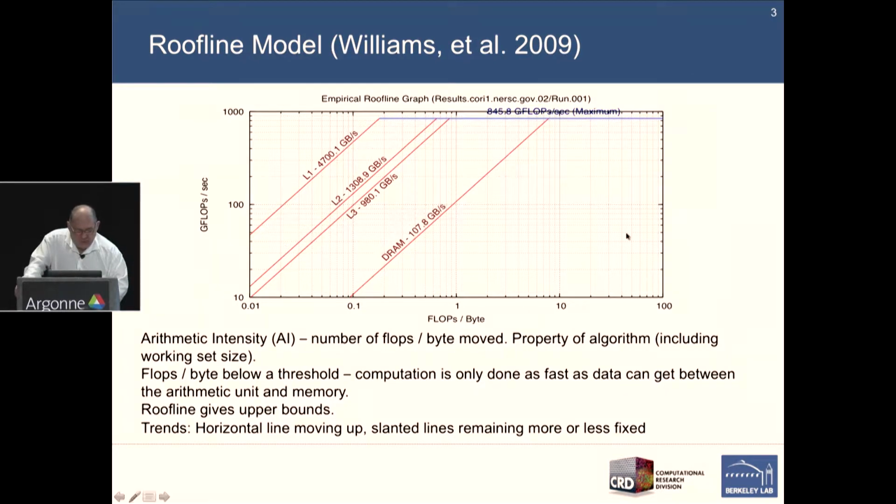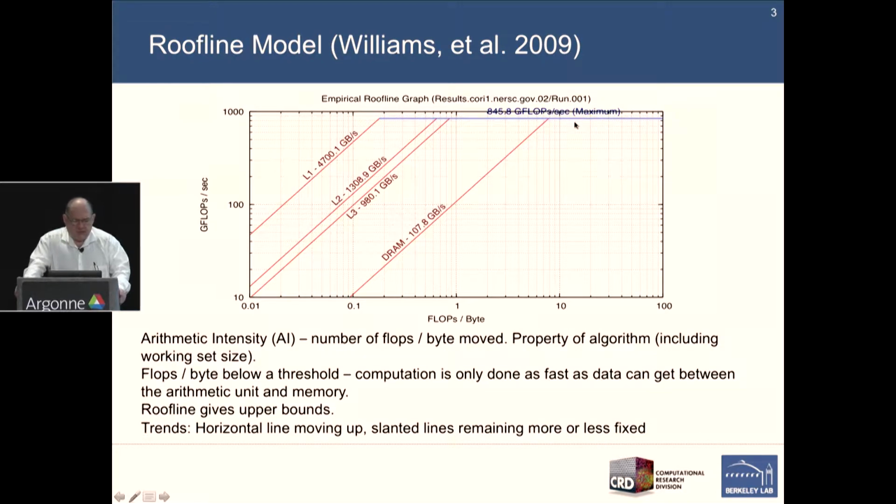Now, on the other hand, if you're over here at 10 flops per byte read or written, then you're good. It is possible for you to achieve the actual maximum speed of the processors.